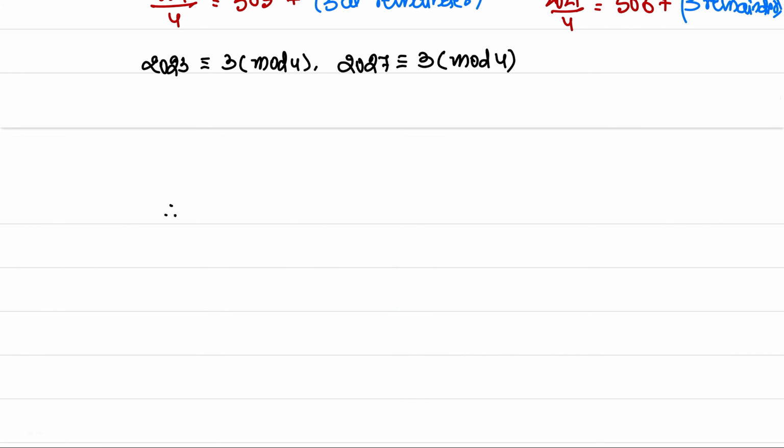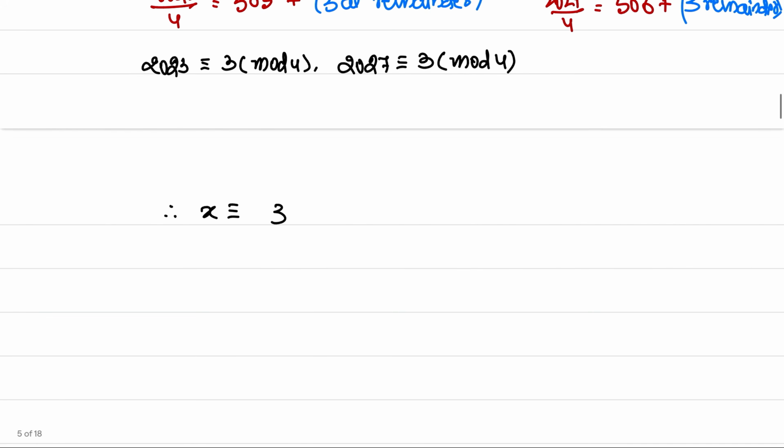Therefore, x is equivalent to 3 to the power of 2023 plus 3 to the power of 2027 mod 4. Do you agree?